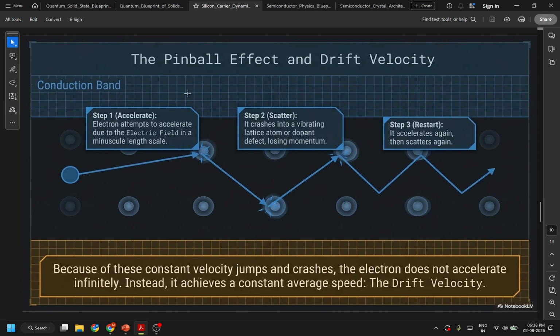So step one, accelerate. The electron attempts to accelerate due to the electric field over a minuscule length scale. It crashes into a vibrating lattice atom or dopant defect. It loses momentum, and then it accelerates again and scatters again. Because of these constant jumps and crashes, the electron does not accelerate indefinitely. Instead, it achieves a constant average speed, which is called the drift velocity.